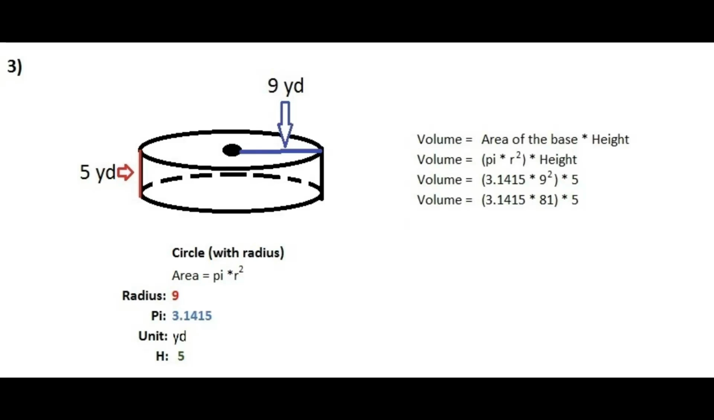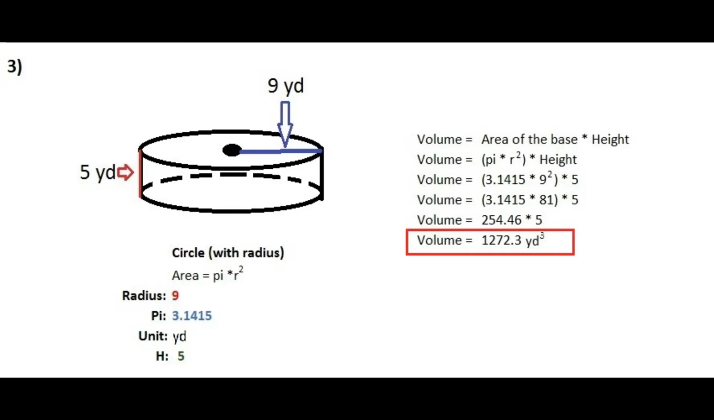Now the volume is 3.1415 times 81, which is 9 squared. And that's 254.46 times 5. The volume is 1,272.3 yards cubed. And that's our final answer for number 3.